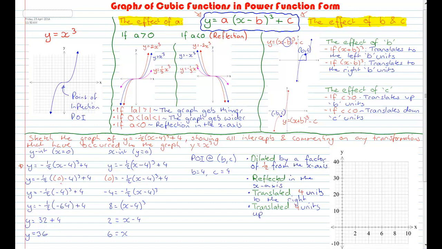Now what we need to do is go through and simplify. So you get 0 minus 4 is negative 4, and then you've got negative 4 cubed is negative 64. So you end up getting -1/2 times -64 plus 4. Now -1/2 times -64 is positive 32, and when we add 4 we get 36. This gives us the coordinate: when x was equal to 0, we had a y coordinate of 36.